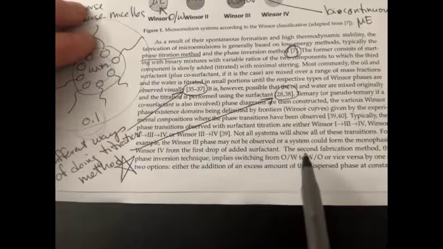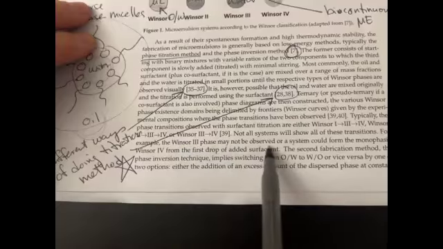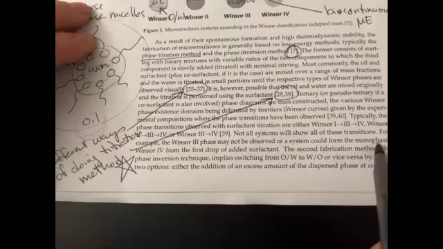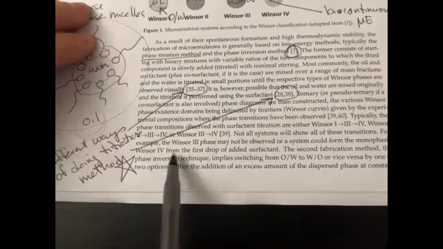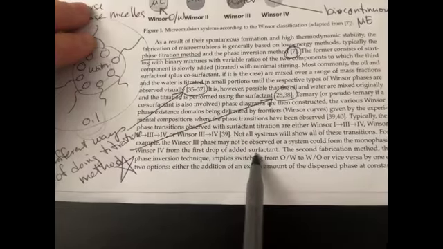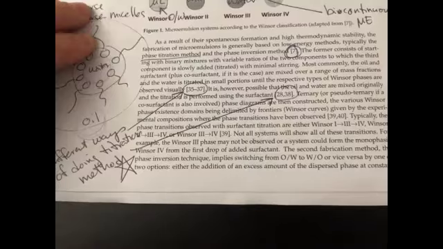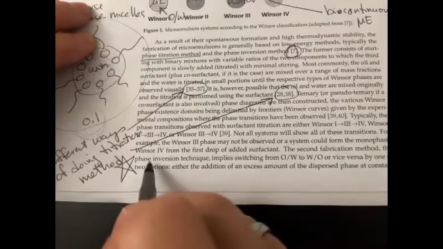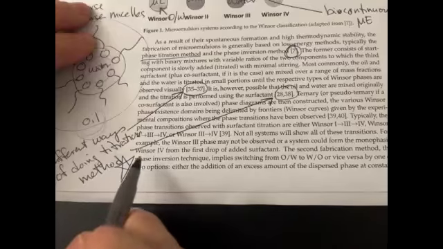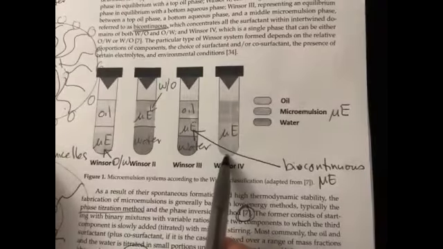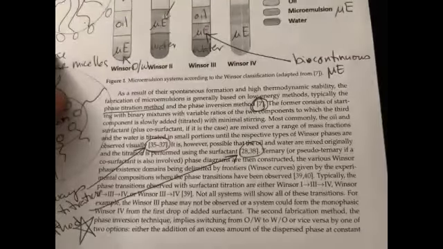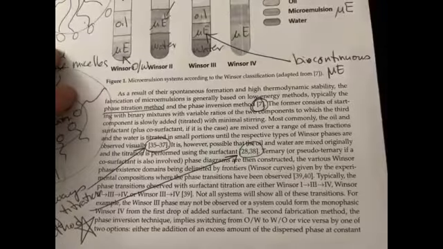Not all systems will show all of these transitions. For example, the Windsor 3 phase may not be observed, or a system could form the monophasic Windsor 4 from the first drop of added surfactants. Something happened the other day where I added 1 drop of surfactants and it all became one thing. So like a Windsor 4, but I don't know why that was. And that's part of how we ended up here today.